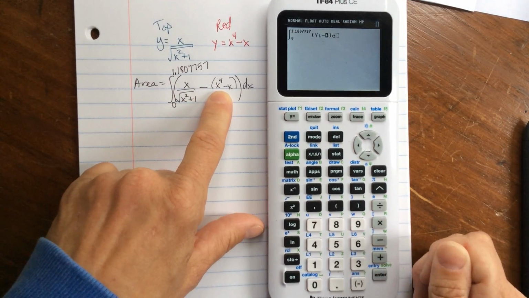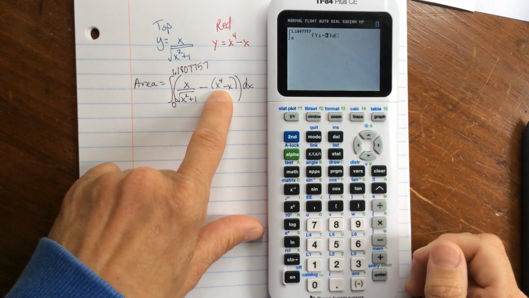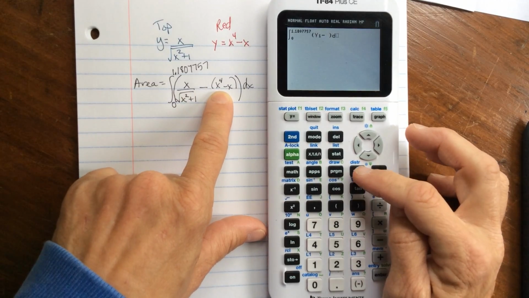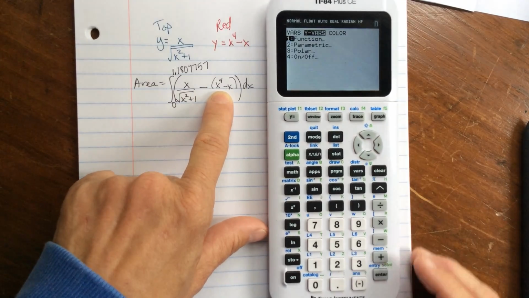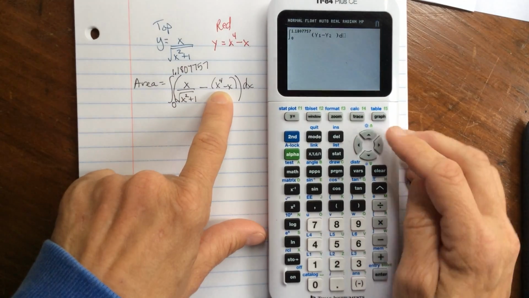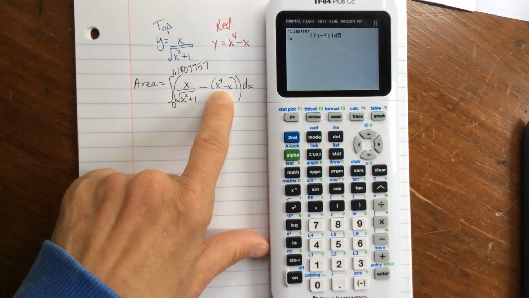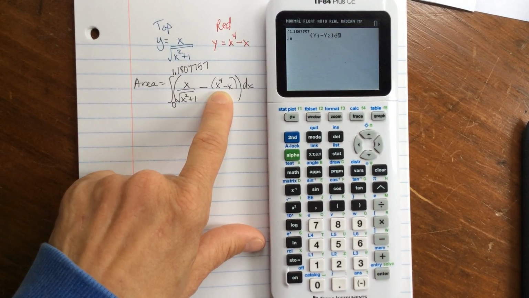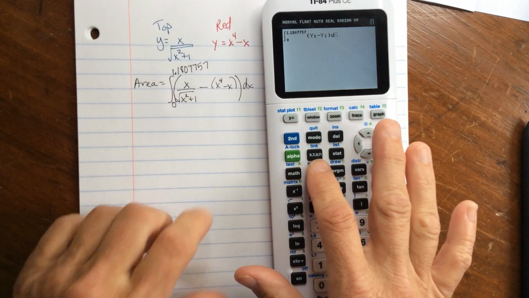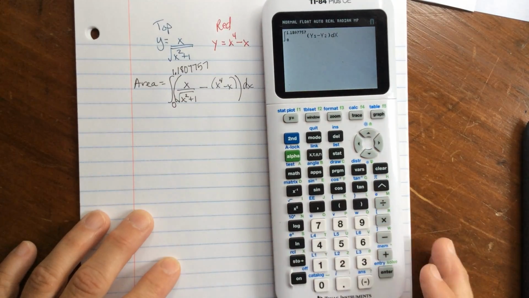And now I'm going to subtract the red function, or the bottom function, which I put in y2. So I'm going to do the same thing I just did. I'll go to vars. I'll go over to yvars. It is a function. I'll choose number 2. Now there's one more piece of information I have to put there. And I have to finish that off with an X. So using my X key, boom, there it is.